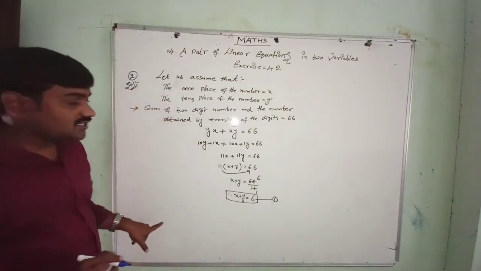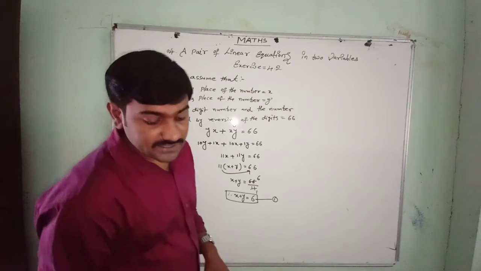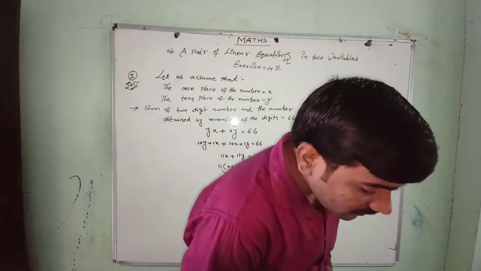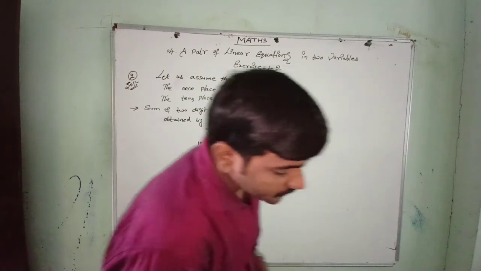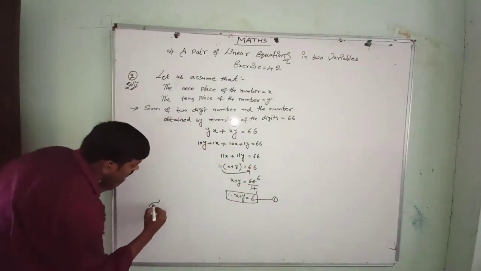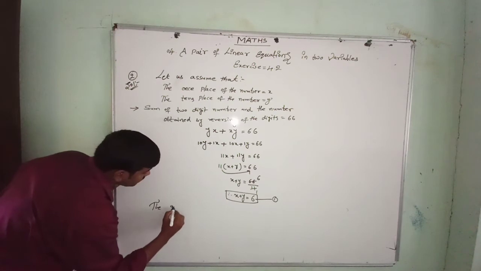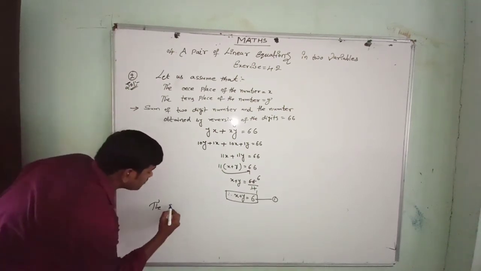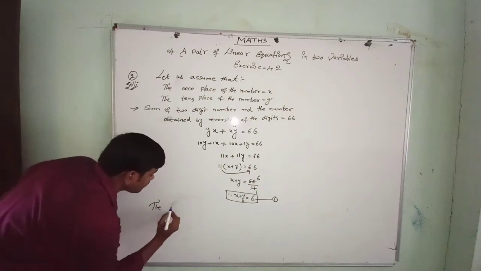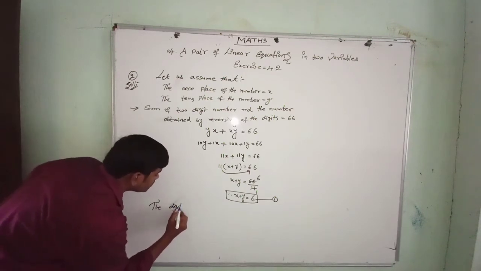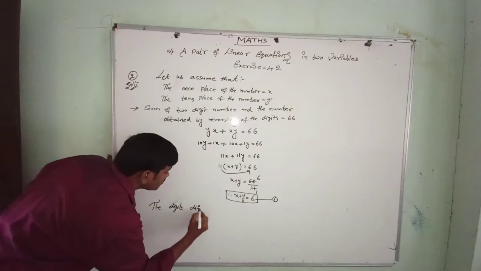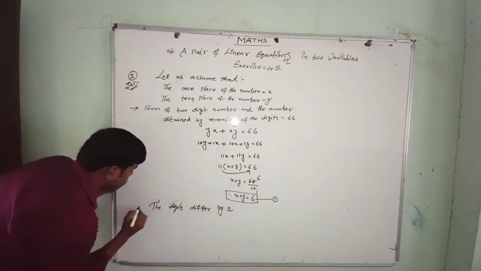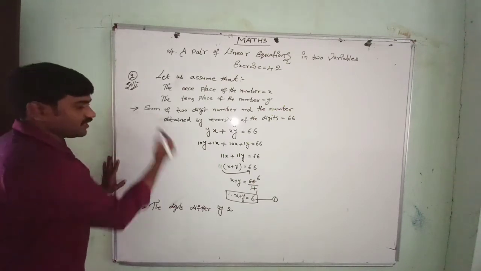And the digits differ by 2. The given digits differ by 2. This is the second statement. For the first statement we got the first equation.